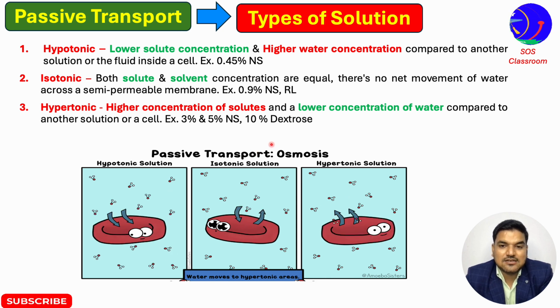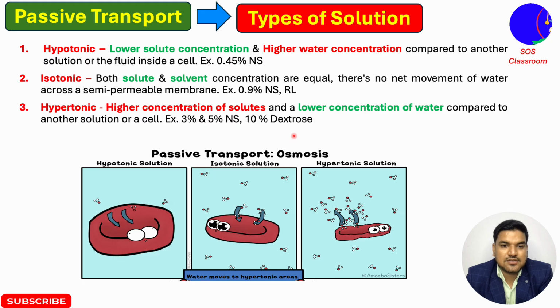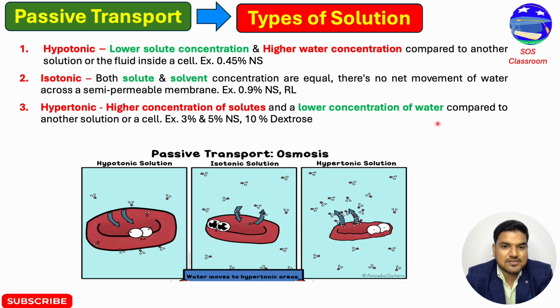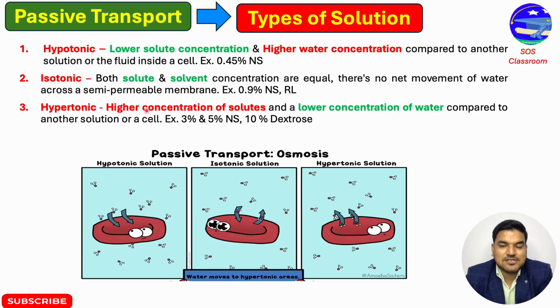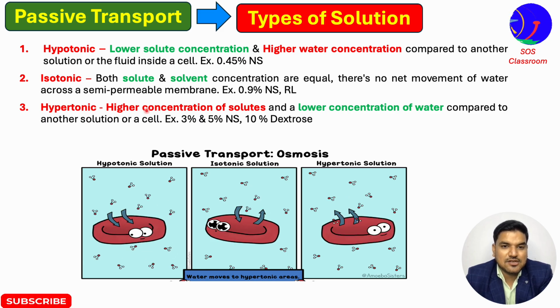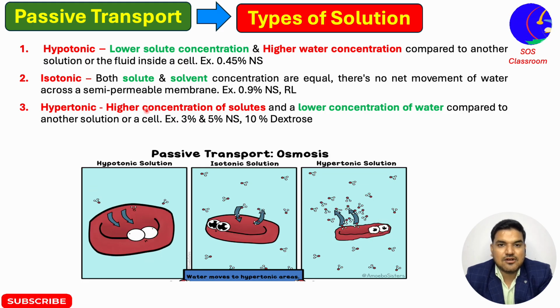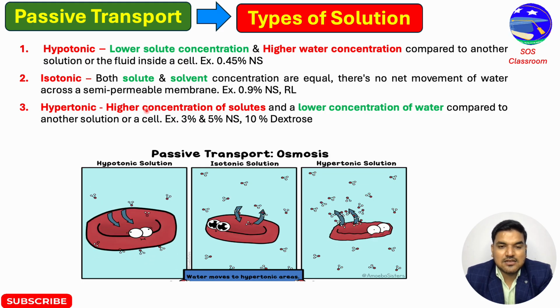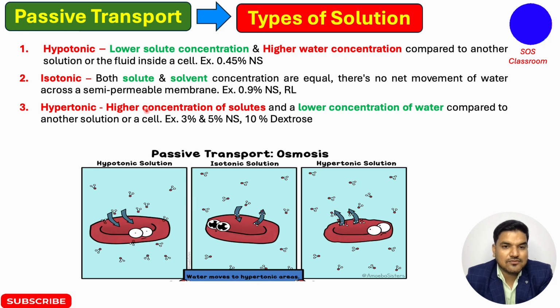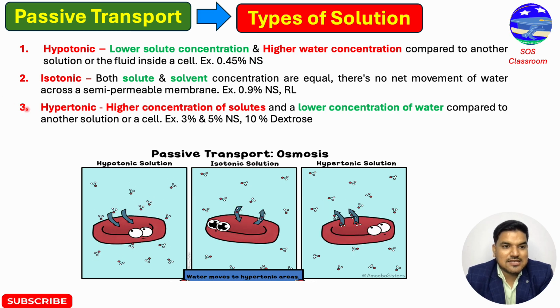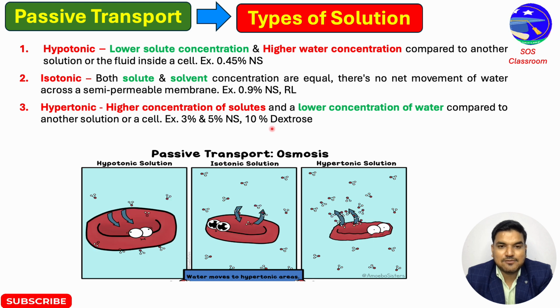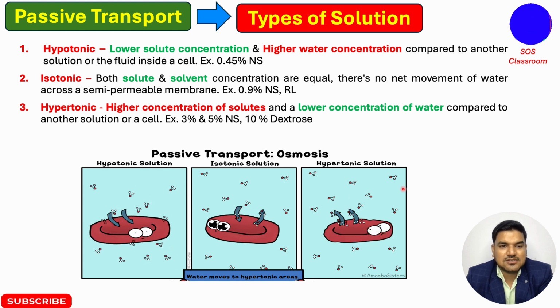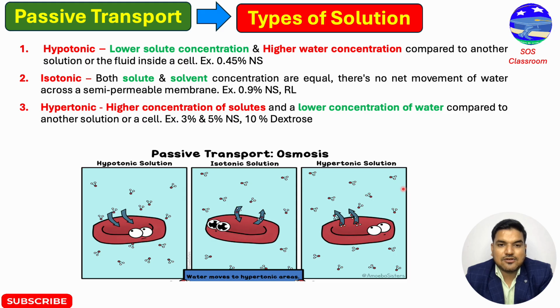Hypertonic solution means a higher concentration of solute molecules and a lower concentration of solvent, meaning water, compared to another solution. For comparison we need two solutions: one inside the cell, the cytoplasm, and another, the extracellular fluid, outside the cell. What are examples of hypertonic solution? 3% normal saline, 5% normal saline, and 10% dextrose. There are others too, but these are some examples of the hypertonic solution.